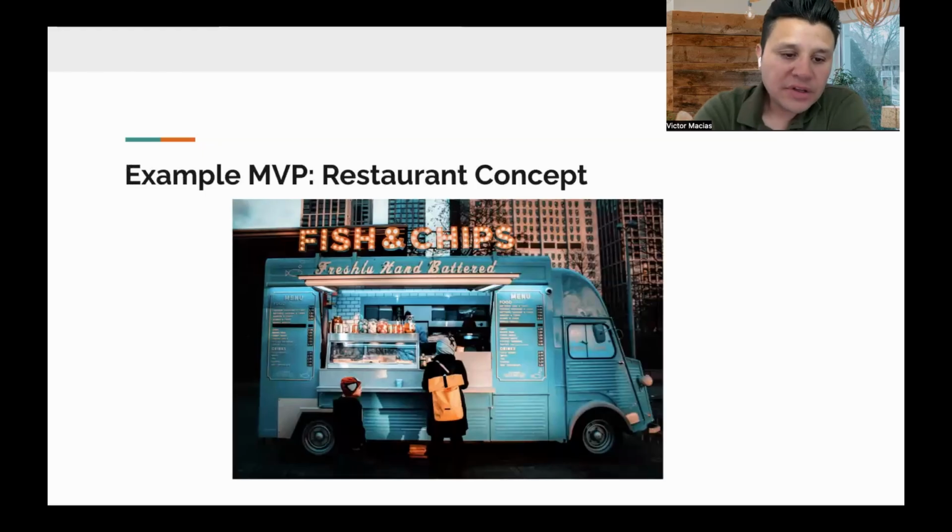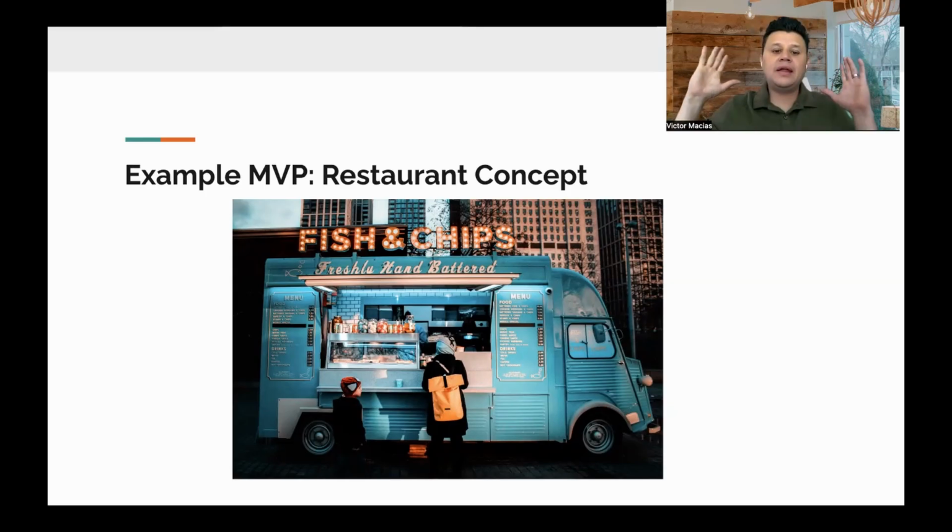Here are some examples of an MVP. So let's say you have this incredible idea of launching a restaurant. Instead of going all in and leasing a space and starting a restaurant, a very simple way to test your concept is through a food truck. You can get a simplified menu. You can rent a food truck. You can park where your customers are and see if people want it.